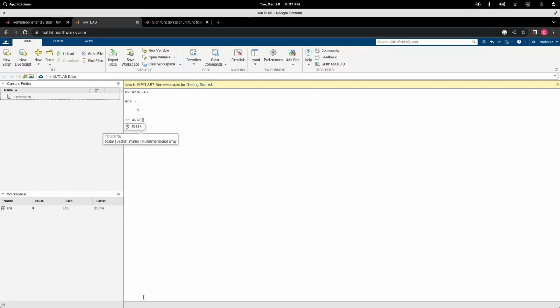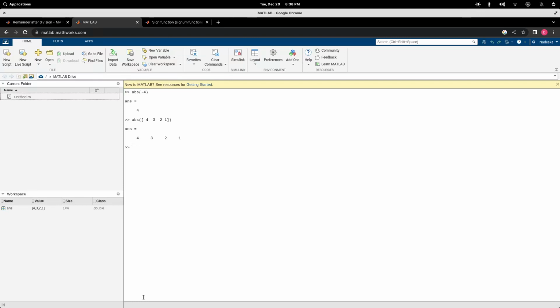like 2 3 2 1, it will apply the absolute value to each individual element and return the answer as a vector. A similar thing happens if we apply it to a matrix.